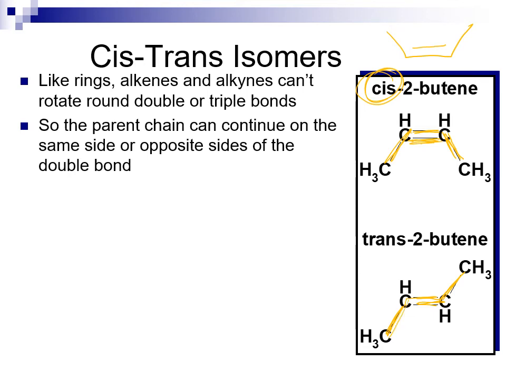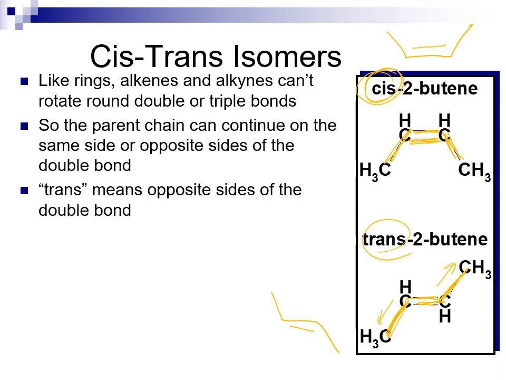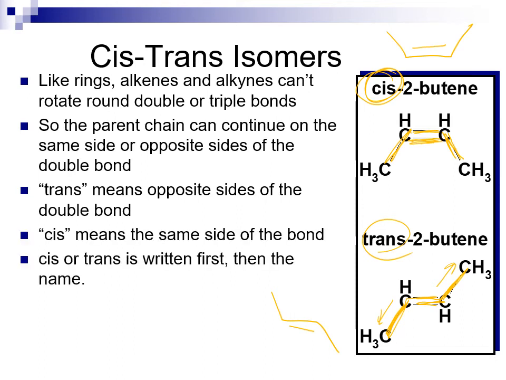Trans configuration is where they point in opposite directions. One's pointing up and one is pointing down, and realize you could also have it the other way around like that. And so the first one's pointing up and the second one's pointing down. It's the same thing, just rotated. And so that particular configuration is called a trans configuration. So trans means they're pointing in opposite directions. Cis means they're pointing on the same side, is the easiest way to think about it.